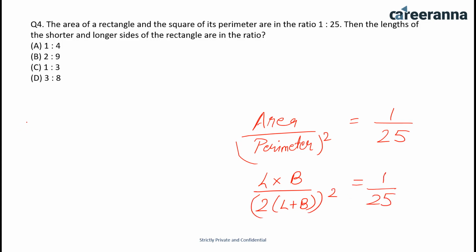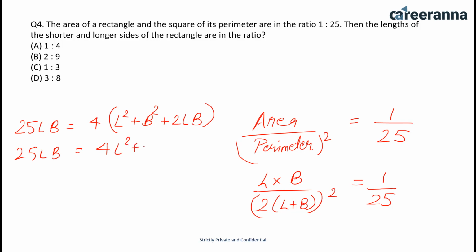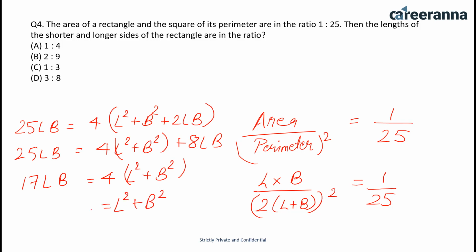If I solve this, this will become 25 times of LB is equals to 4 times of (L plus B) whole square. This will become L square plus B square plus 2 times of LB. Again solving it, this will become 25 LB equals 4 times of (L square plus B square plus 2LB), that is 4 times of (L square plus B square) plus 8 LB. If I solve this, this will become 17 LB is equals to 4 times of (L square plus B square). Eventually it will become L square plus B square is equals to 17 by 4 LB.